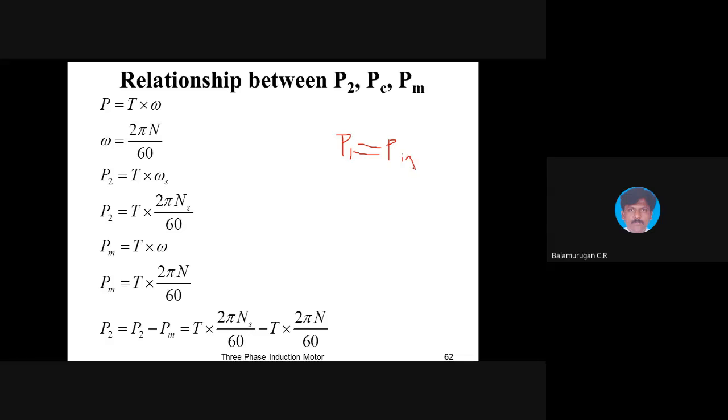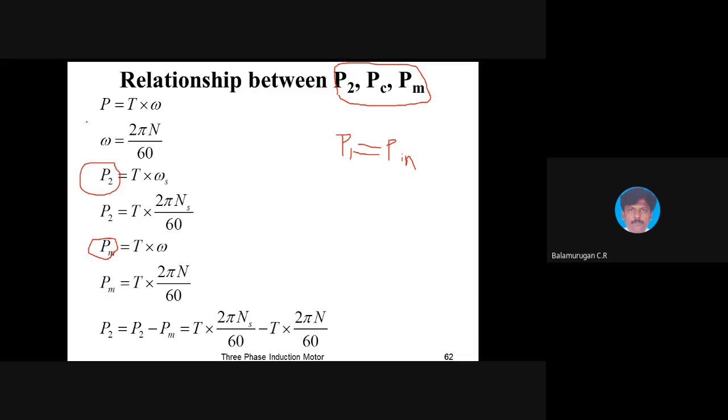What is the formula for the input power? It is root 3 VL IL cos phi L. That is the input power equation. Next, what is P2? P2 is the rotor input. What is PM? Mechanical power generated. What is P out? P out is the total power generated. Here we are going to derive the expression for P2, PC and PM. P2 is the rotor input, PC is the copper loss, PM is the mechanical power. What is the relationship between these three parameters? Okay, already we have derived the formula also.